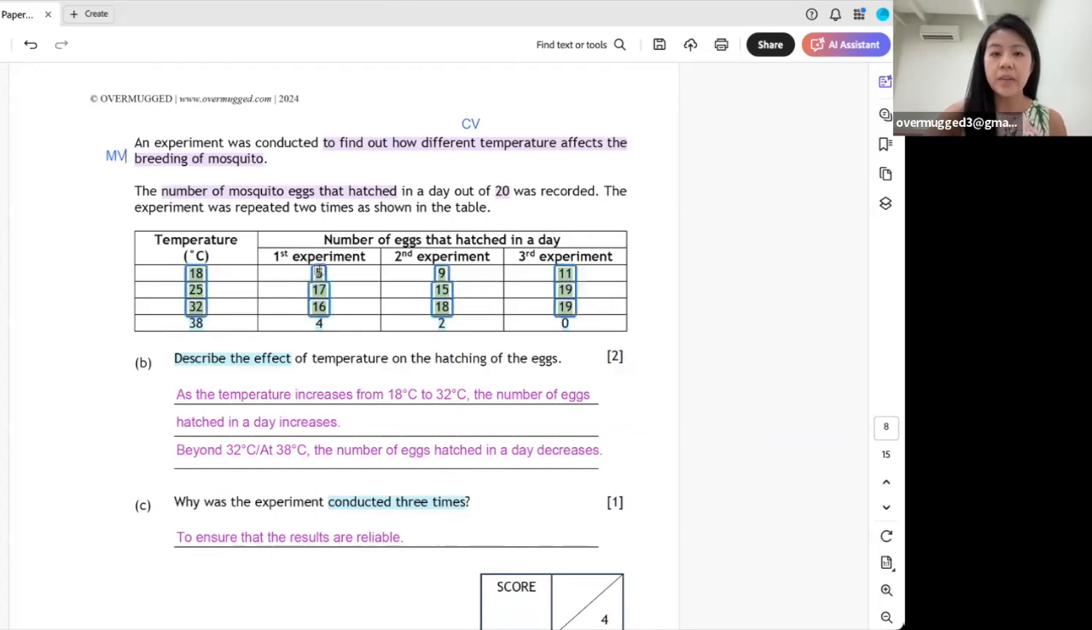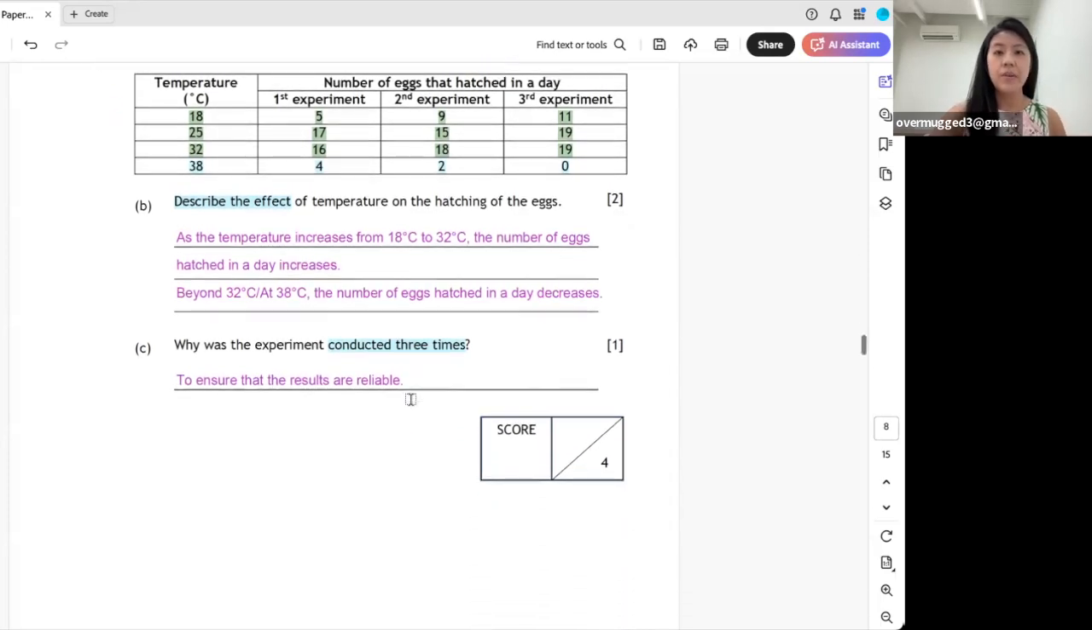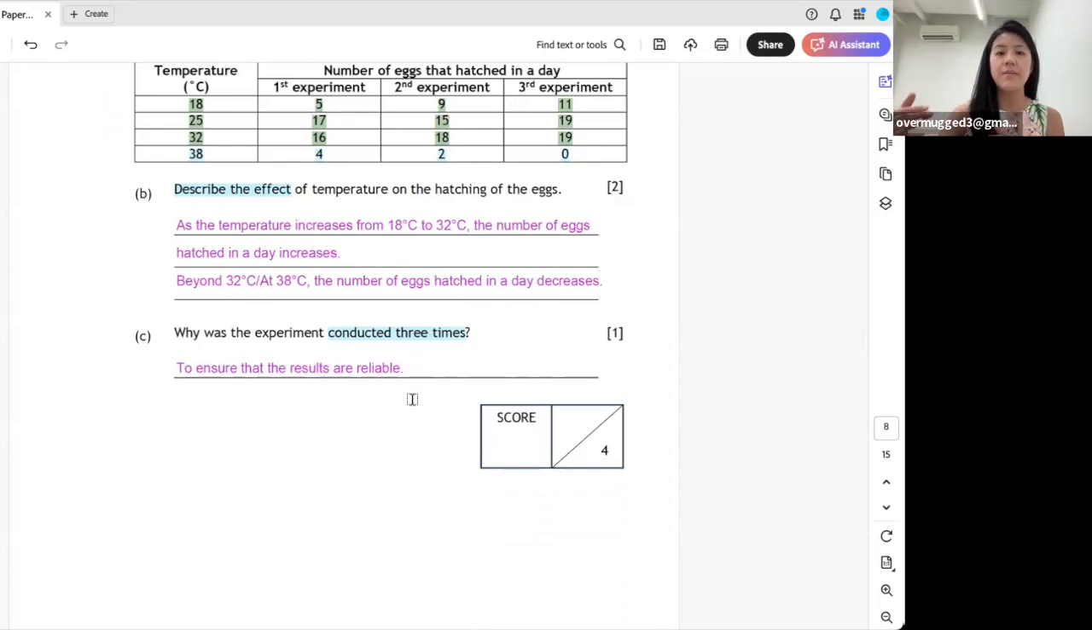Another way I can make use of these results here in green is to find an average of the number of eggs that hatched over the 3 experiments. Same thing for my last data here. I can add up all these three things and divide by 3 to find the average number of eggs that hatch in a day. From there, I would be able to see the same relationship as what I've described in part B2. So with that, we have finished the life science open-ended part of this paper.